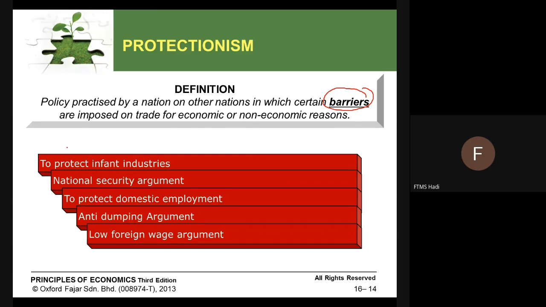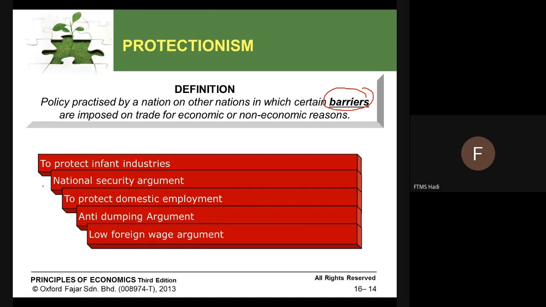Okay, so here are some of the reasons why protectionism is required. The first one, to protect infant industry. Infant industry means the main industry that the country has. Let's say Malaysia is more on agriculture. So therefore, protectionism is to ensure that Malaysia's agriculture industry is strictly taken care of.